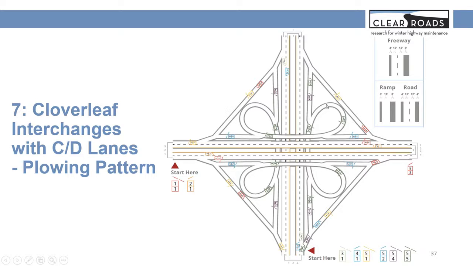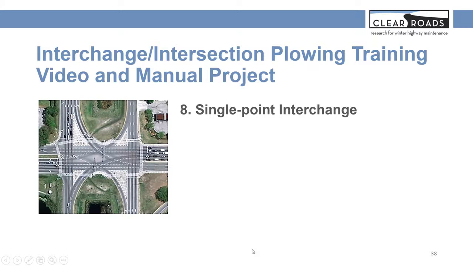It goes into the loop, this loop on the quadrant, and then crosses to clear the other loop, and then goes across and clears the third loop, and then the final loop. And then they come back and merge into the minor road. So this will complete all the passes. Number 8 is the single point interchange.